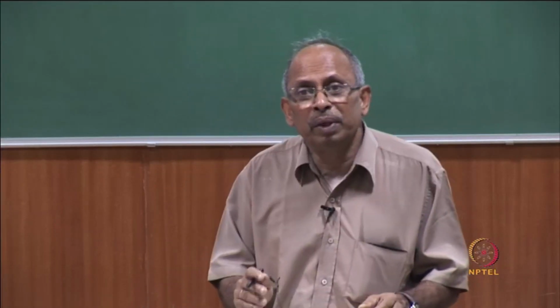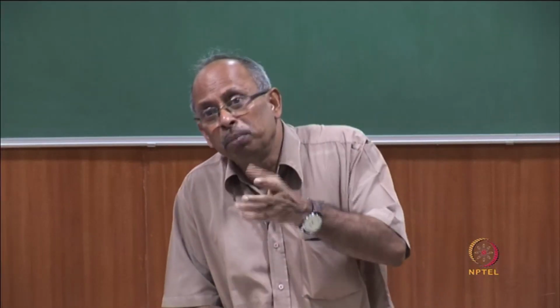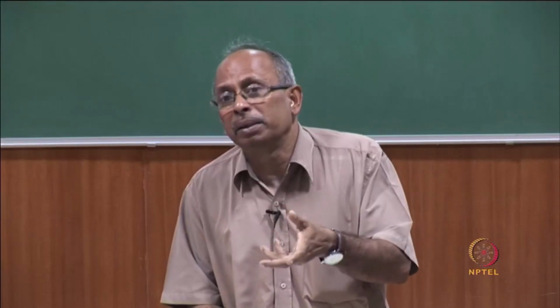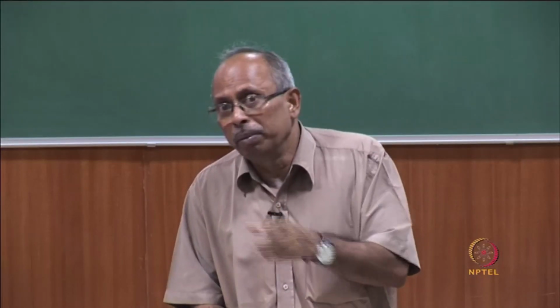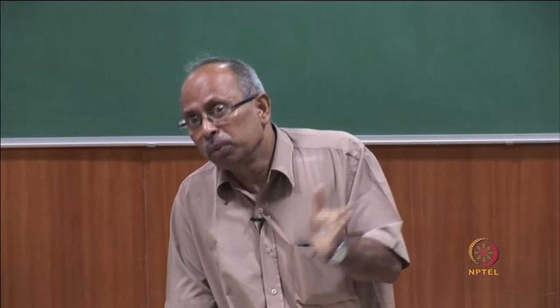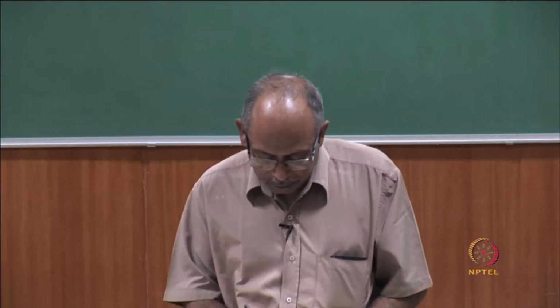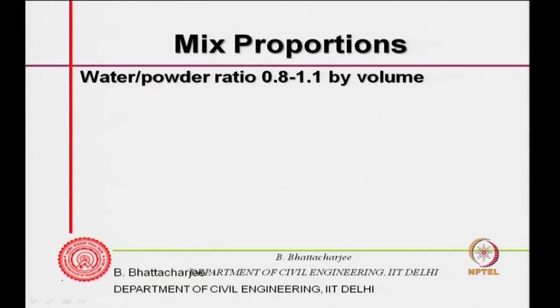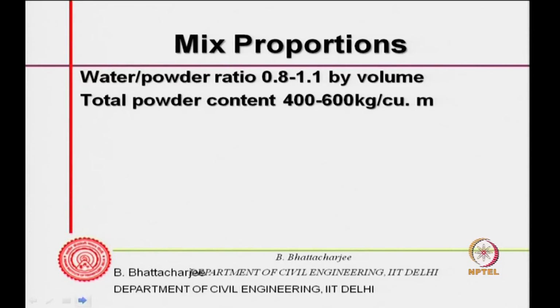Therefore, the quantity of water to powder is very important. All particles must be looked into. So, air bubbles are isolated plus more, because you want the flowability of the system. Therefore, the water to powder ratio is the important issue, and total powder content might go to about 400 to 600 kg per cubic meter.